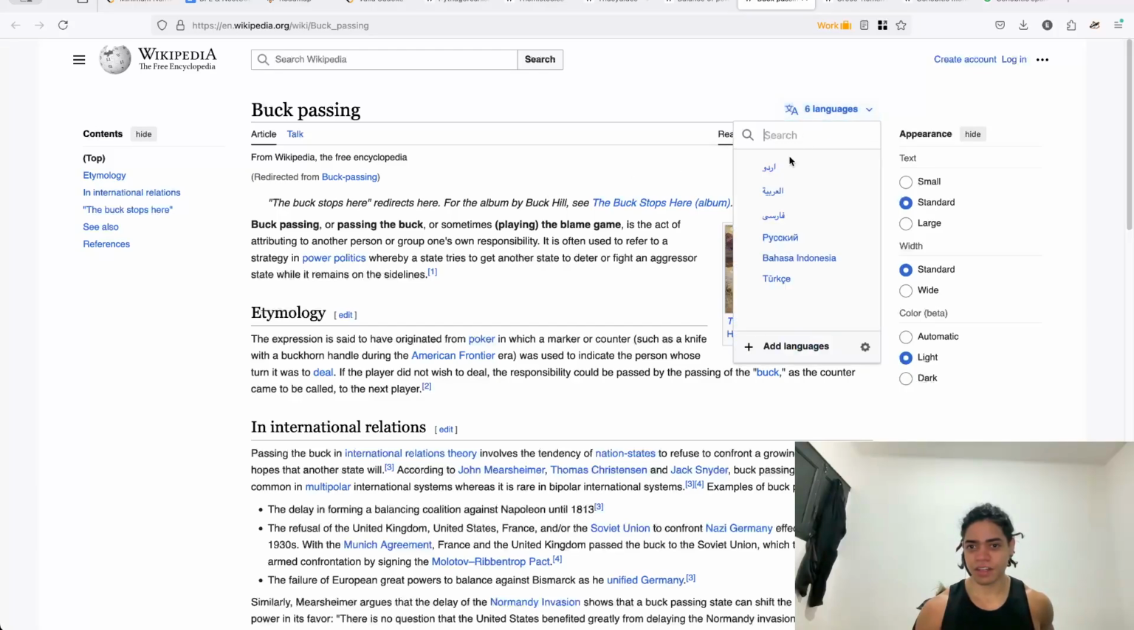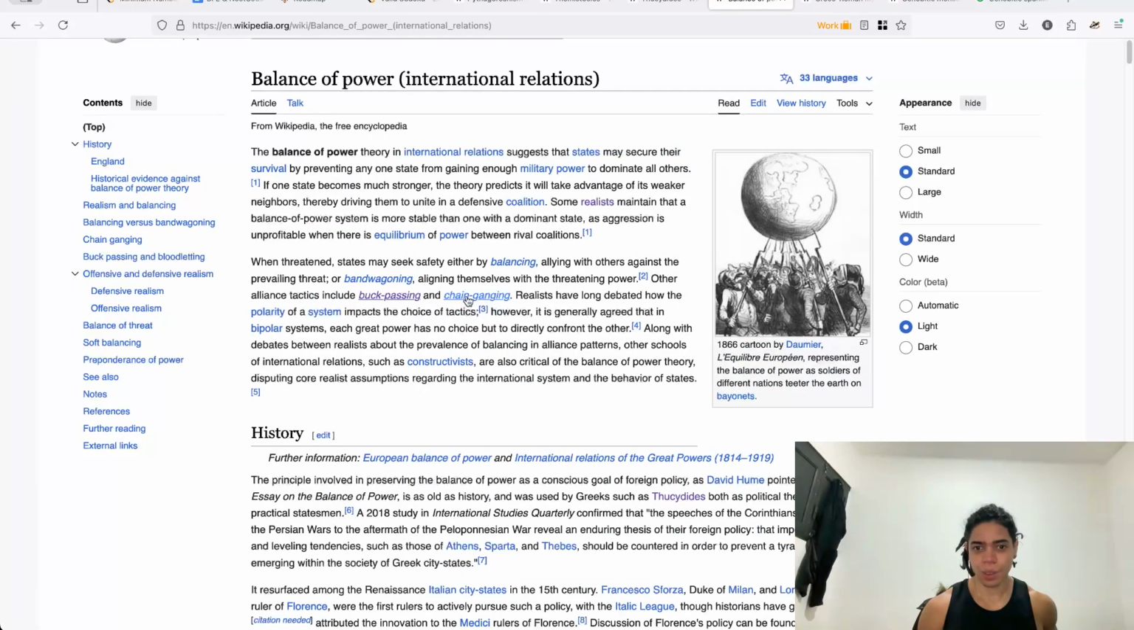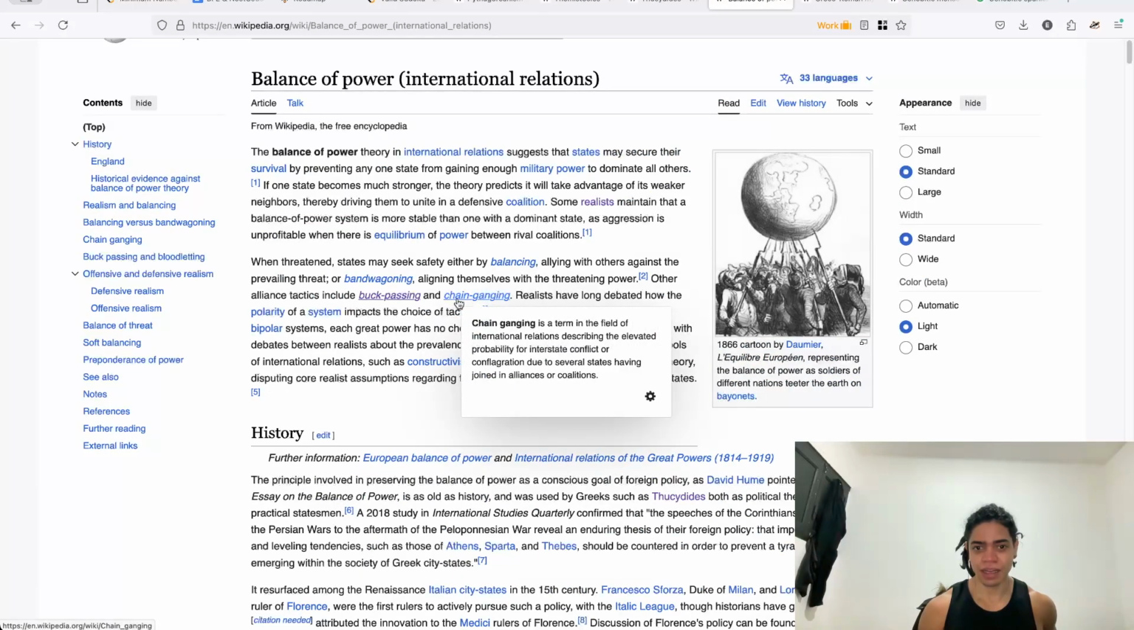I think this is in Spanish. Buck passing is chivo expiatorio. Buck passing for blaming.